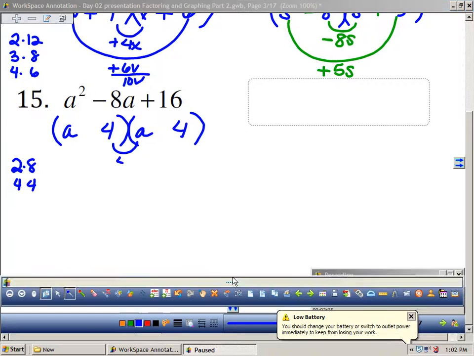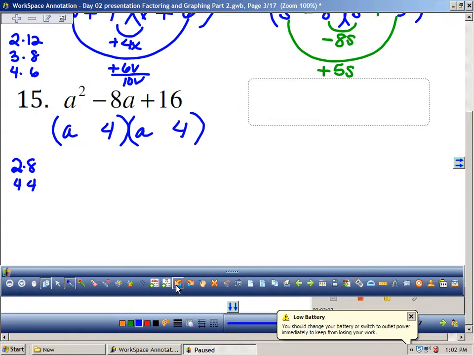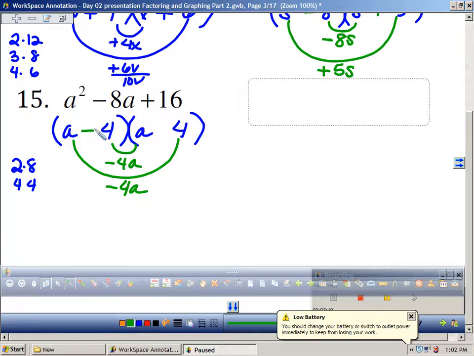Let me change my color again. I've got 4a and another 4a. They both need to be negative in order for this to be a negative 8. So this is going to be negative and this is going to be negative, and I'm going to double check. So I want this to be negative 8. Negative 4 times negative 4 is positive 16. Thumbs up, thumbs down. Okay, you guys are all thumbs up.